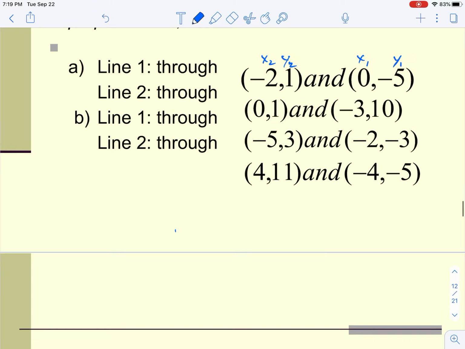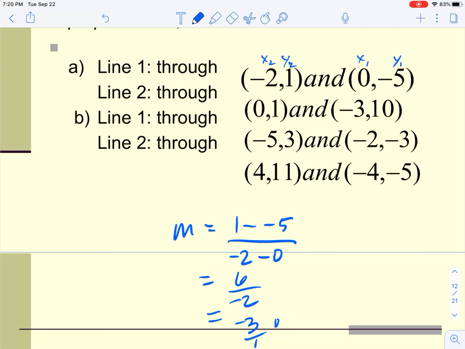And I'm just going to find the slope. So the slope is 1 minus a -5 all over -2 minus 0. 1 minus a -5 is 1 plus 5, or 6, all over -2. So the slope here is -3 over 1, or just -3. That's this one.